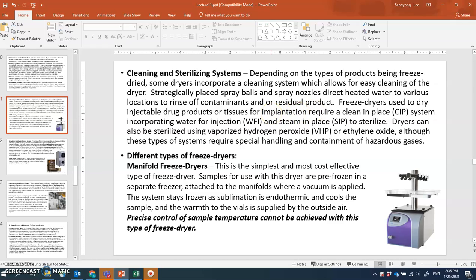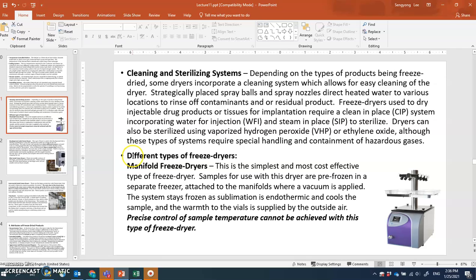And then after CIP is done, of course, SIP will take place, steam in place. So sterilization will take place inside of a freeze dryer. Okay. So you can use steam heat, or sometimes you can use vapor phase hydrogen peroxide to sterilize it. Okay. So either is possible.